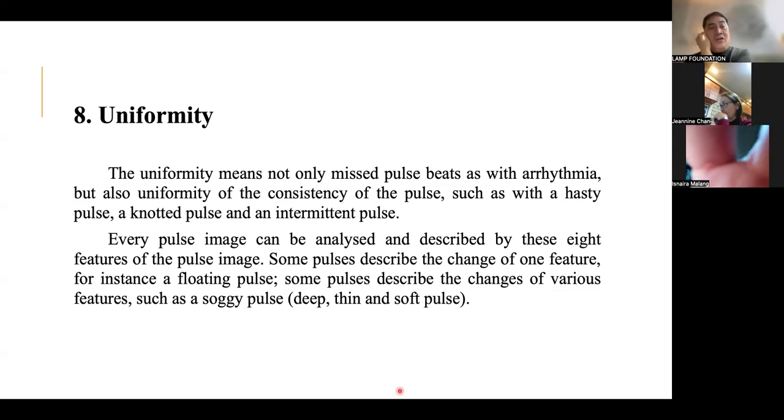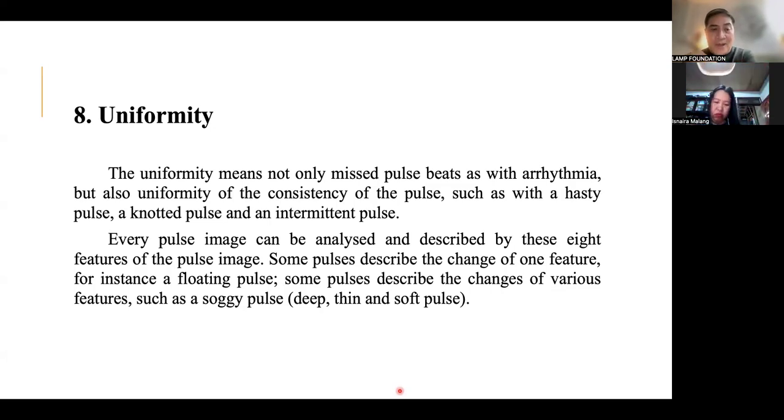Katulad ng isa kong patient, meron pala siyang AFib, no? Atrial fibrillation. So, nabias na ako. So, I became more conscious. And also uniformity of consistency of the pulse, like hasty pulse, knotted pulse, intermittent pulse. So, all of this, we shall study in the future. Okay?